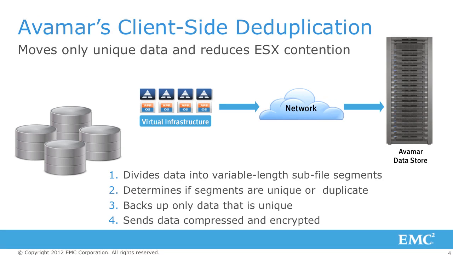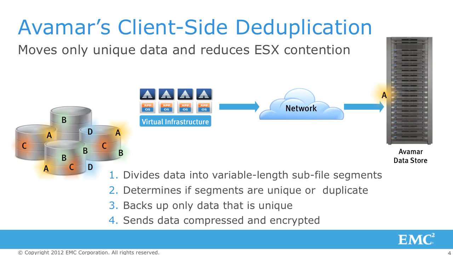So let's take a look at a high level at how Avamar's client-side deduplication works. Avamar starts by dividing data into subfile segments. It compresses them and applies a unique hash identifier to each one. Then it can determine if that segment has been previously backed up or whether it's unique and should now be backed up. If the data has been backed up previously, either from this particular virtual desktop or any other physical or virtual desktop, then Avamar will not back it up again. This is why EMC says never back up the same data twice.